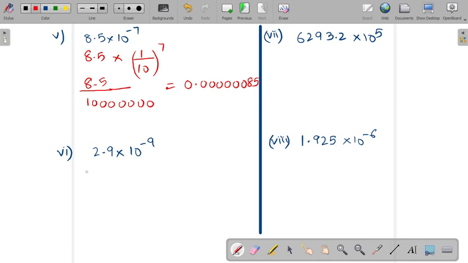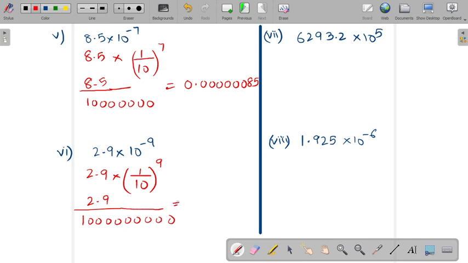In the sixth part, 2.9 into 1 upon 10 power 9. So it means 2.9 and 10 power 9. So 9 zeros will be there. Now, how will you do further? You will put 8 zeros, because before the decimal one digit is already there. 1, 2, 3, 4, 5, 6, 7, 8 and 29. You will write it together.